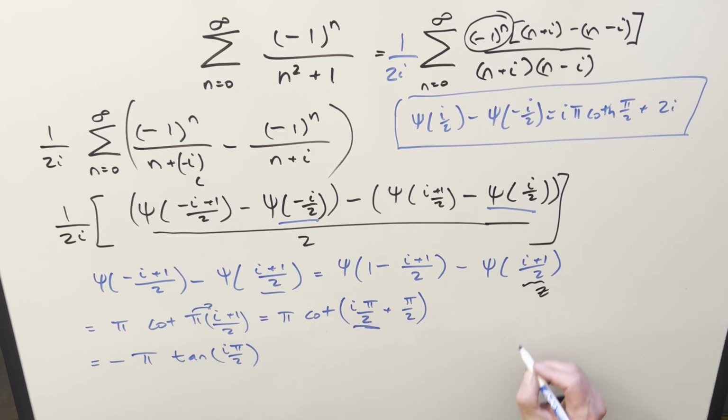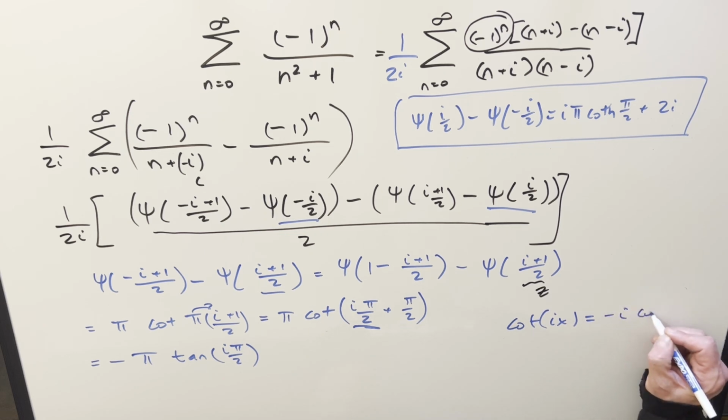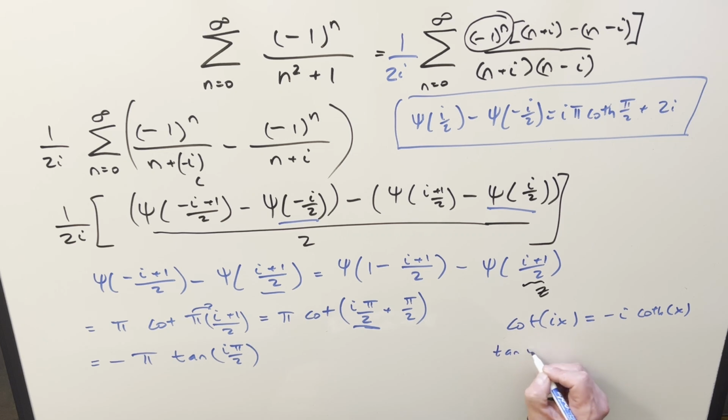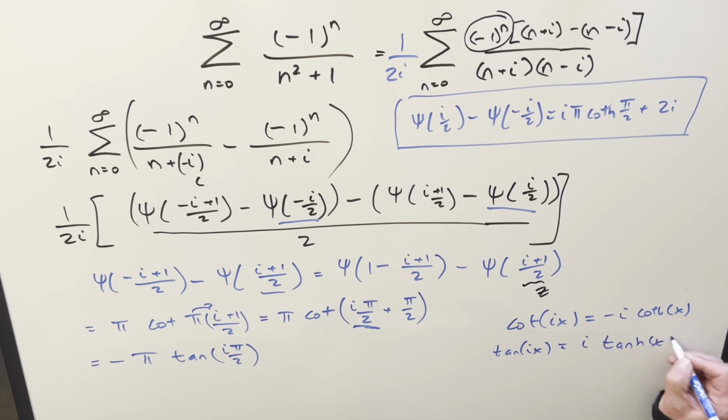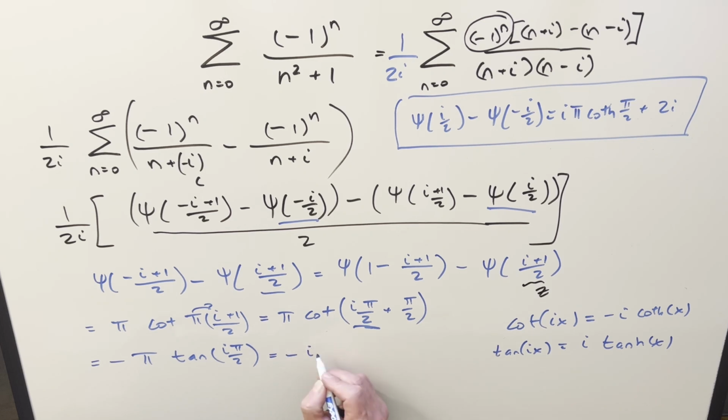With cotangent, what did we say? We said cotangent of ix was equal to minus i hyperbolic cotangent of x. So now with tan of ix, just flipping this whole thing, this becomes i times tanh of x. So plugging that in here, where our x value is going to be pi over 2, we end up with minus i pi hyperbolic tangent of just pi over 2.